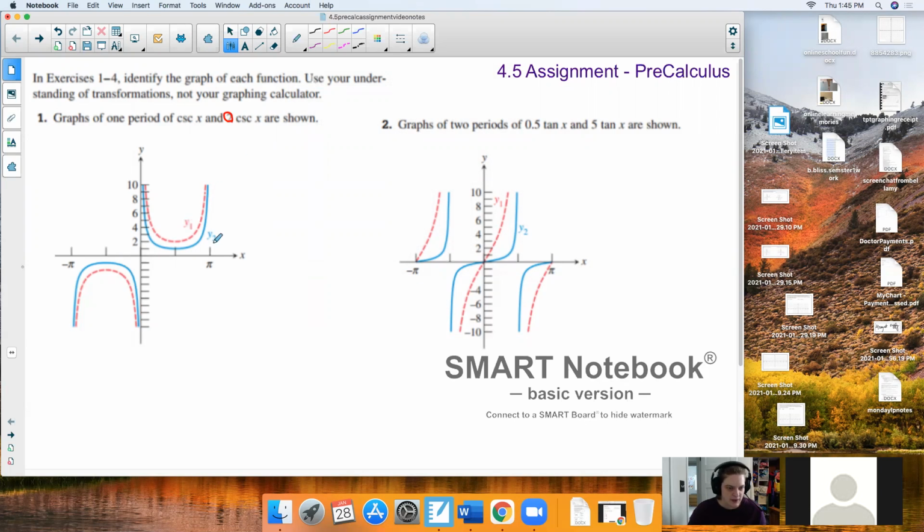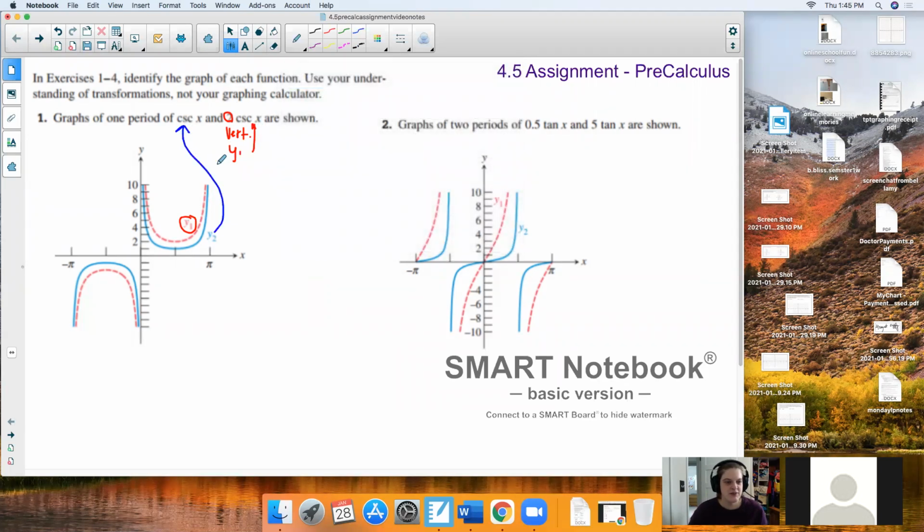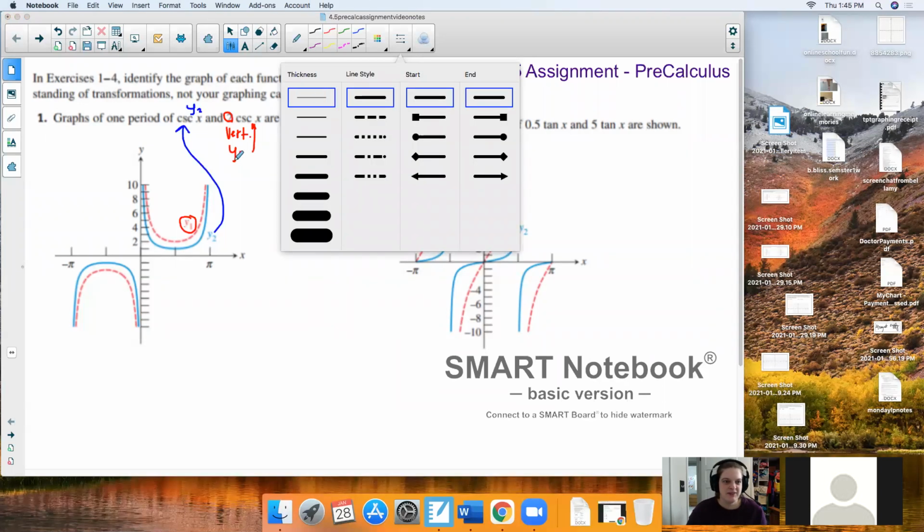So we've got a y1 and a y2. And again, the only difference is that one of them is more vertically stretched. And so the only one that's more vertically stretched, or actually horizontally narrow, is going to be y1. How nice that I used that color. And then the next one is going to have to be the cosecant, or the parent function. So y2 is cosecant and 2 cosecant is y1. That's all we're doing, identifying.